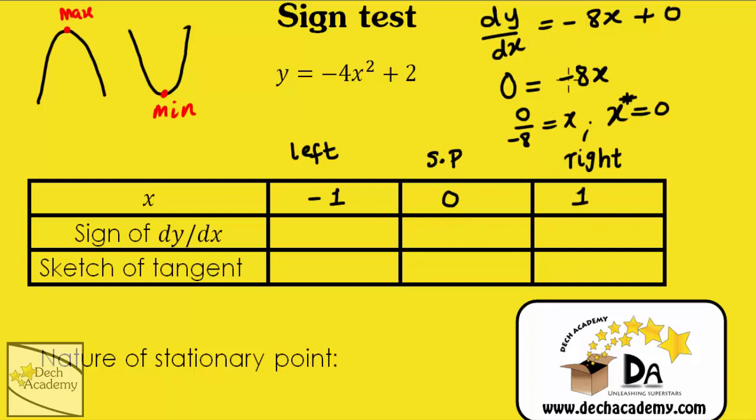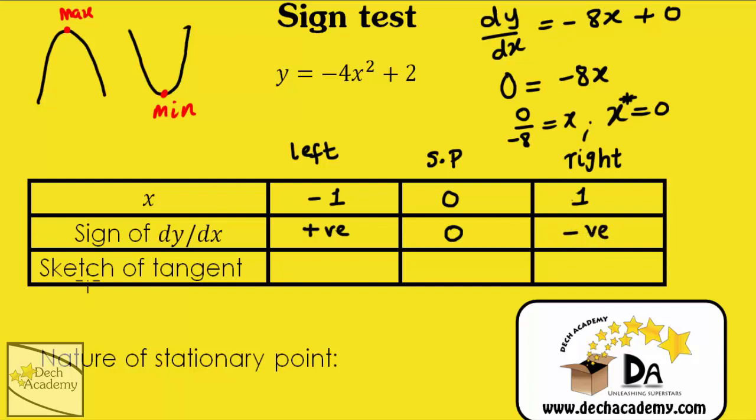We know that dy/dx is equal to minus 8x plus 0, so dy/dx is equal to minus 8x. So when x is minus 1, what's dy/dx? dy/dx is equal to minus 8 times minus 1, which is plus 8. So the sign of dy/dx is positive. At the stationary point, you know that the gradient is 0, dy/dx is 0. To the right of the stationary point, at x equals 1, dy/dx is equal to minus 8 times 1, which is minus 8, so a negative value for dy/dx.